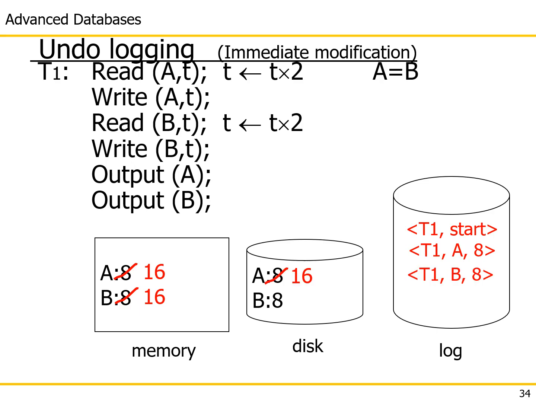Now, the same thing is going to happen to B. And we see that in the log, it says T1, B, 8, which means transaction T1 was modifying B and the old value is 8. And then when the transaction finishes, we see in the log a statement inserted by the log manager that transaction 1 has committed, which means it's done, it has finished. So this is an example of running the transaction along with writing into the log what's happening.